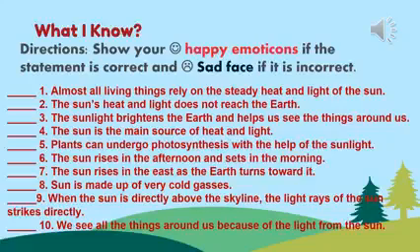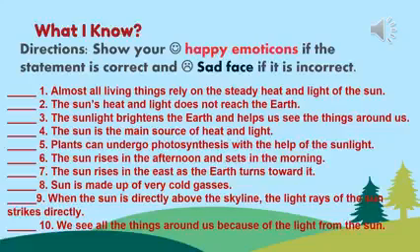Number 4, the sun is the main source of heat and light. Number 5, plants can undergo photosynthesis with the help of the sunlight. Number 6, the sun rises in the afternoon and sets in the morning.